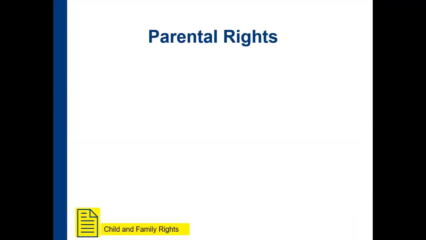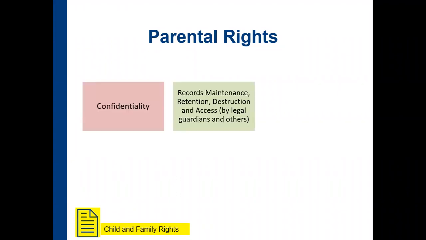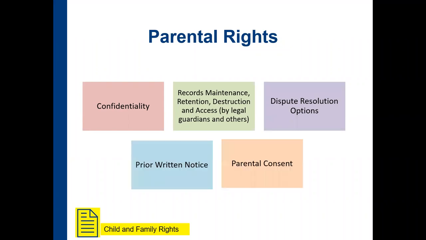Parental rights are the cornerstone of the laws governing the Birth to Three program. Parental rights in the Birth to Three program covers 5 areas: confidentiality, records maintenance, retention, destruction, and access, dispute resolution options, prior written notice, and parental consent. We will now review the rights families have in each of these 5 areas. More detailed information is included in the handout, Parent and Child Rights.